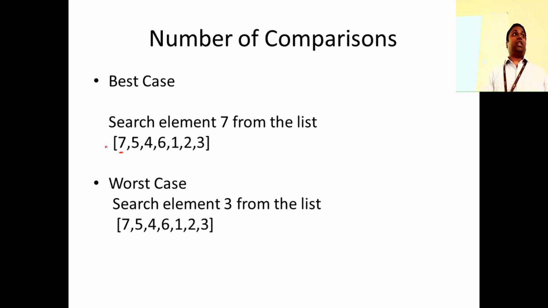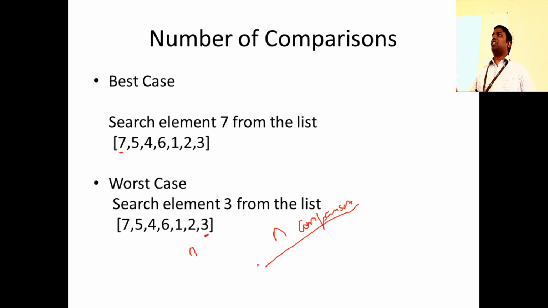Whereas, what is the worst case? If I'm going to search for 3 here, 3 is at the end. That is the worst case scenario. So in that case, I have to make how many comparisons? If I have n elements here, how many comparisons do I have to make? N comparisons. Before I can reach a solution, whether the element is there or not, if I have n elements in my list, I have to make n comparisons. That is the worst case. So worst case is what we'll take.